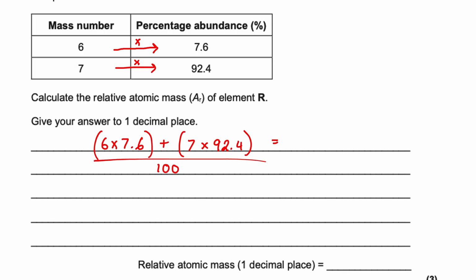Now, when you type this into your calculator, you get an answer of 6.924. And it says this time, give your answer to 1 decimal place. So rounding that to 1 decimal place, you're going to cut it off there. 2 rounds down, so it's just going to be 6.9. And that's the relative atomic mass, 6.9.